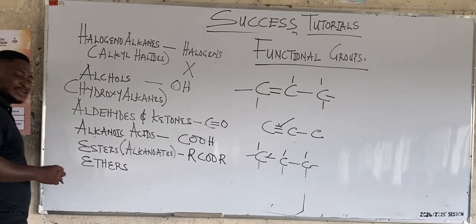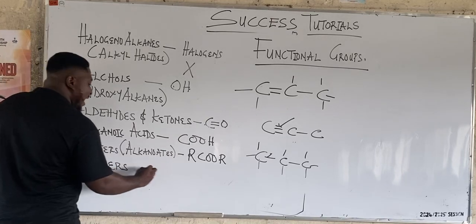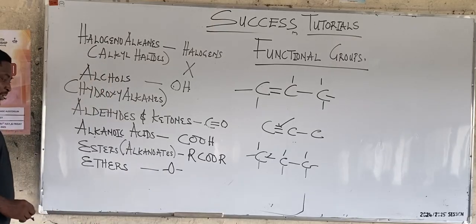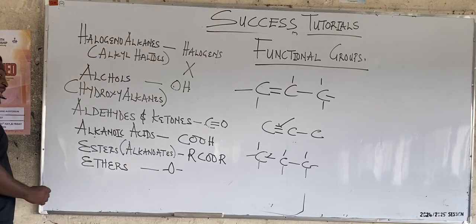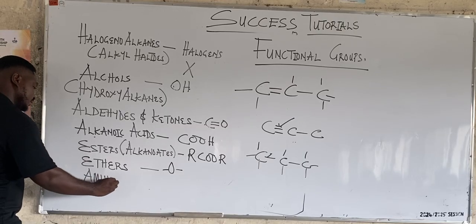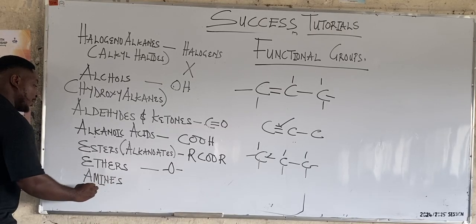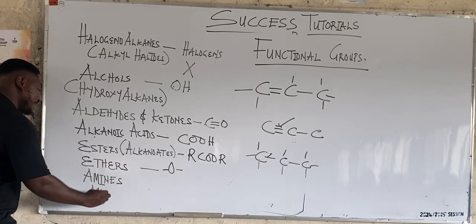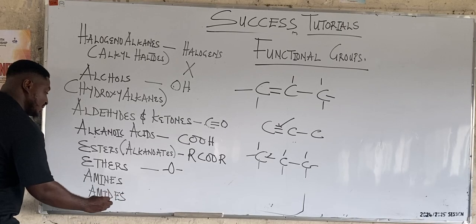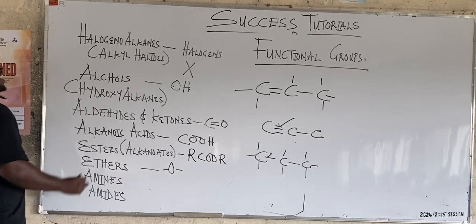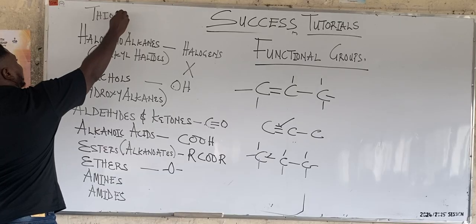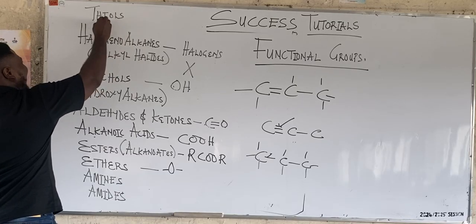How can ethers be esters? Ethers are an oxygen functional group, the oxo groups. We have ethers. Then we have the amines. Please do not confuse them, amines and amides. Then we have the thiols. And lastly, we have the nitriles.